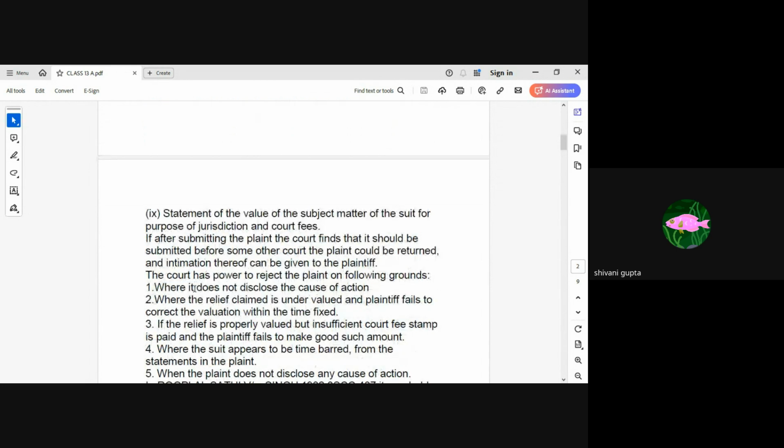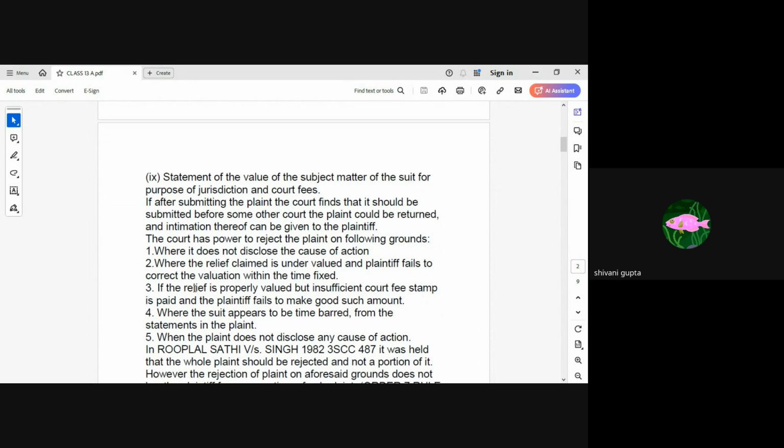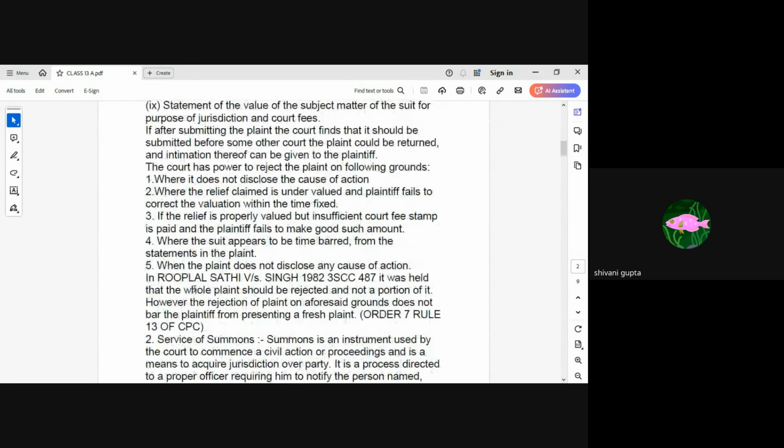Now if the relief is properly valued but insufficient, and court stamp duty is not paid, and the plaintiff fails to make good the amount, then also the plaint is rejected. If the suit appears to be time barred, and the statements in the plaint are time barred, you will calculate it with the help of the Limitation Act. Also, when the plaint doesn't disclose any cause of action, the plaint can be rejected.